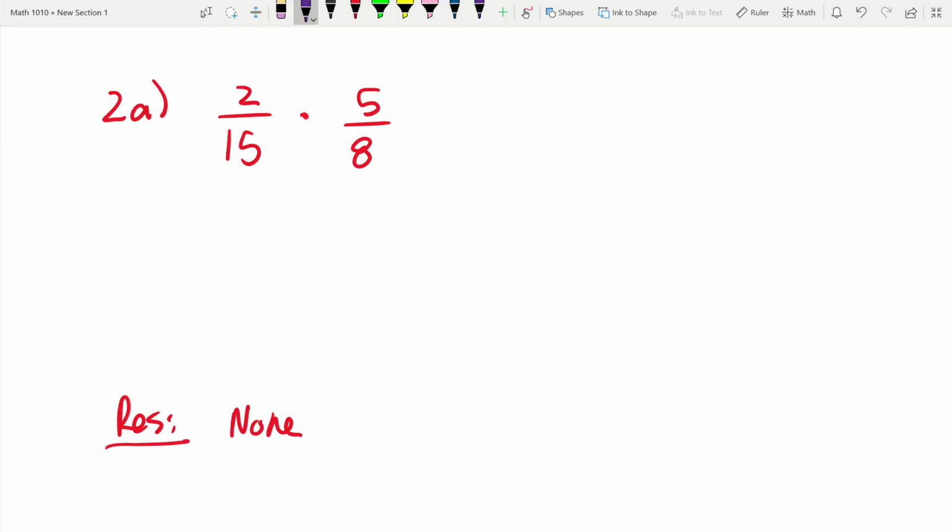Okay, now there's 2 ways to do this. Okay, one way is this. When you multiply, you just go straight across. 5 times 2 is 10, 15 times 8, if you grab your calculator and you punch in 15 times 8, you get 120. Now, you can tell that that's going to reduce. Okay, so this is what you're going to do. You're going to go 10 divided by 120.